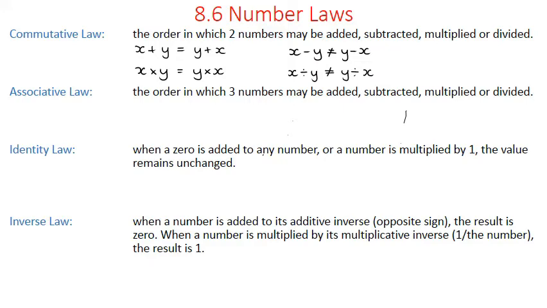What you can do is choose your own values of x and y and see if you can prove that all of these equations are true. The second law is the associative law, and that is the order in which 3 numbers may be added, subtracted, multiplied, or divided. So with the commutative law, it's 2 numbers. With the associative law, it's 3 numbers.